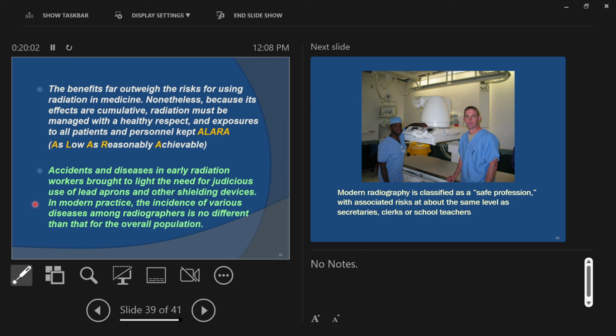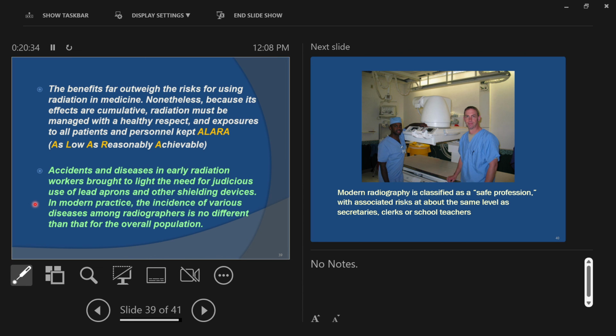We only know how to do things correctly now because lots of people died before we got to here. Lots of people had really bad times before we got to here, okay? Again, the reason why we have the regulations is because people had really bad times. So accidents and diseases in early radiation workers brought to light the need for judicious use of things like lead aprons and shielding devices in modern practice, and the incidence of various disease among radiographers is no different than any other profession or the overall population.